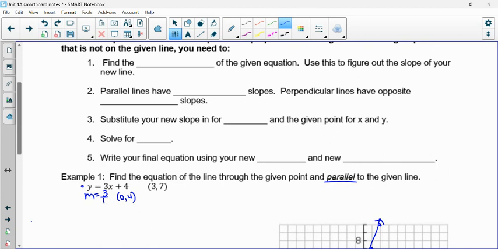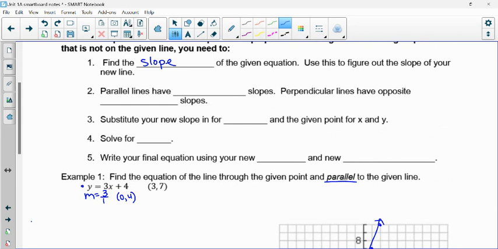Page 7. First thing you're going to do is find the slope of the given equation, and you use this to figure out the slope of the new line. Okay, so we already found the slope of our given equation. We knew that was 3. That was what we did already.